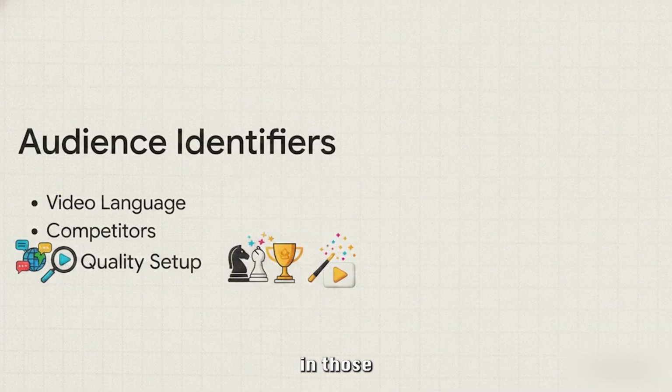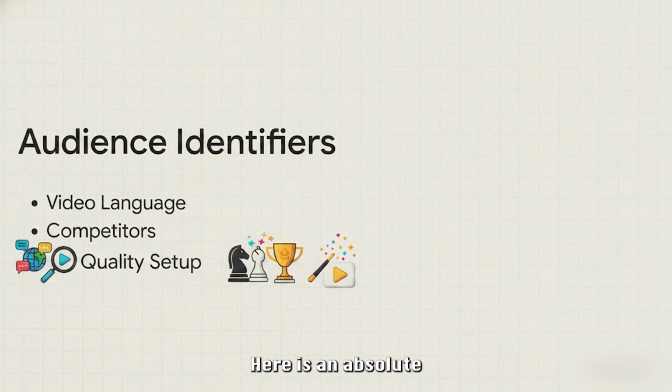Now, we've got to dial in those audience identifiers. Make sure you set your exact video and description language. Think about it. If you're speaking Hindi, but the system is set to English, YouTube is going to test your video on English speakers. They'll click off immediately, and the retention will totally tank. Next, enable video quality enhancement so the AI can automatically polish up your audio and visuals.